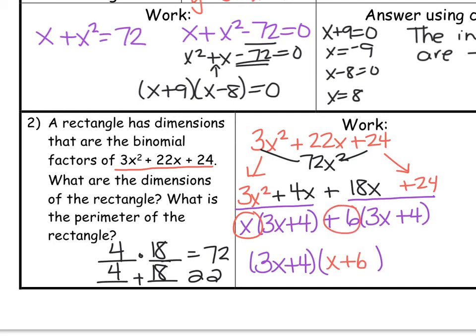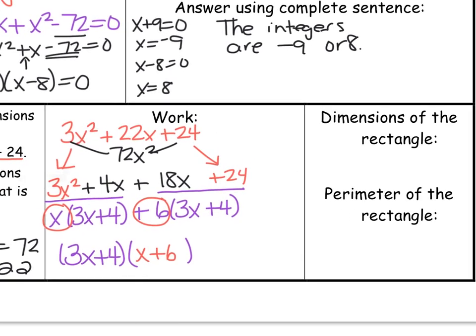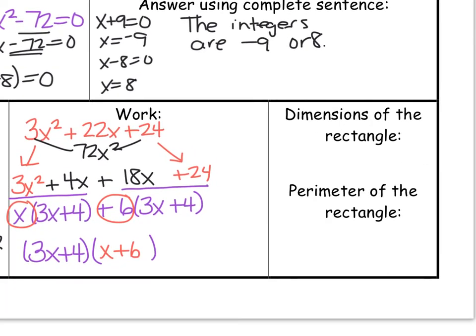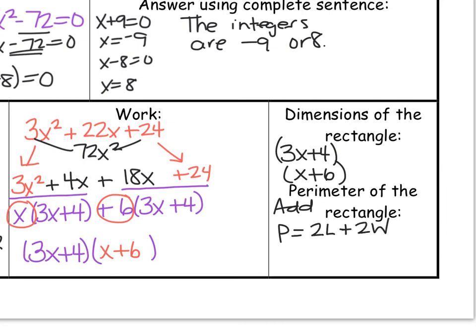So the length and the width of the rectangle, the dimensions of the rectangle, are 3x plus 4 and x plus 6. If we have a rectangle with side lengths of 3x plus 4 and x plus 6, how do we find the perimeter? Well, perimeter is to add. The perimeter of a rectangle is 2 times the length plus 2 times the width. So that's 2 times 3x plus 4 plus 2 times x plus 6.